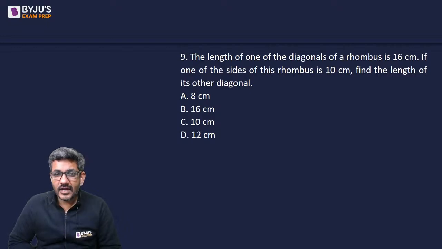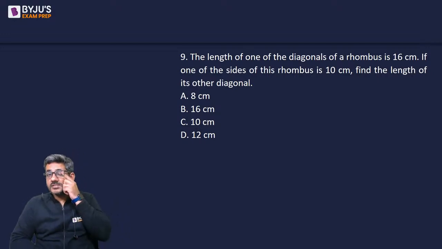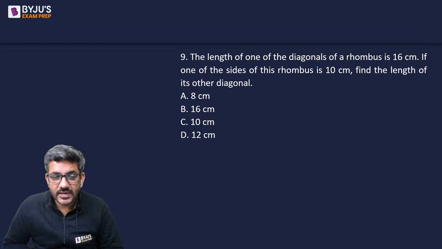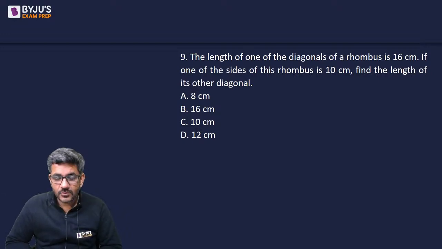The length of one of the diagonals of a rhombus is 16. If one of the sides of the rhombus is 10, find the length of its other diagonal. Dusre diagonal ki length kya aayegi? That's the question.